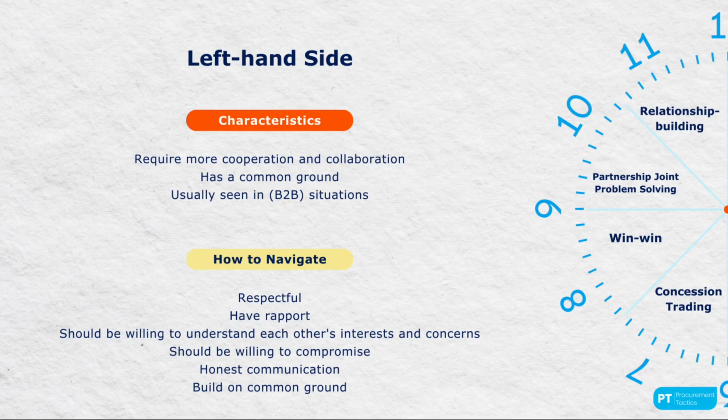These negotiations are somewhat easier in that you'll find a partner in the other party instead of an opposing force. Both parties should be respectful, have rapport, and should be willing to understand each other's interests and concerns. Both should be willing to compromise and make trade-offs for a better overall outcome, prioritizing honest communication, building on common ground, and satisfaction of both parties.